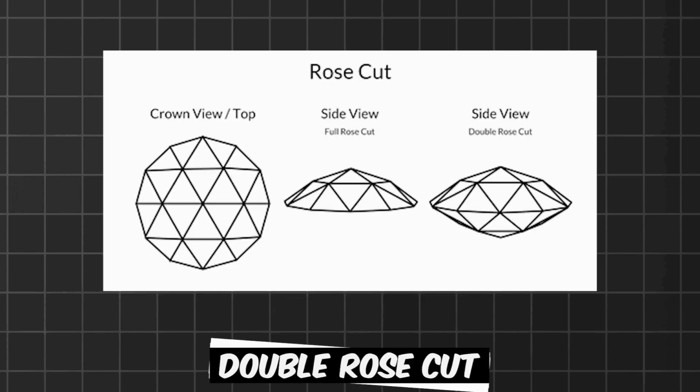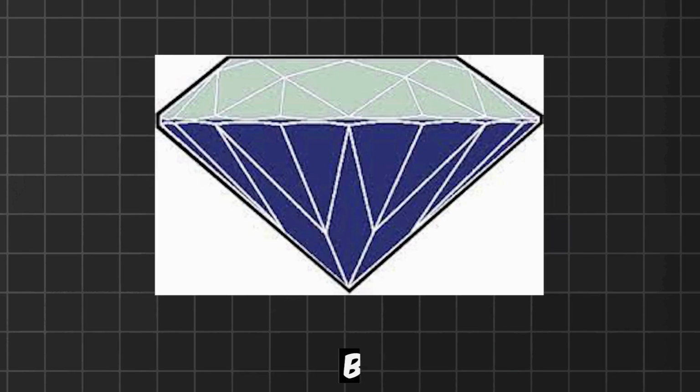Double rose cut, this is a type of cut which has the rose cut on the top and the bottom. It is also called a double rosette. Doublet, a false gem made of two completely different stones or two completely different parts for the crown and the pavilion. The crown will be of one part and the pavilion will be of another part.